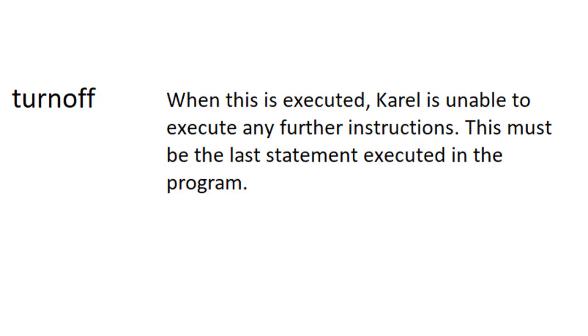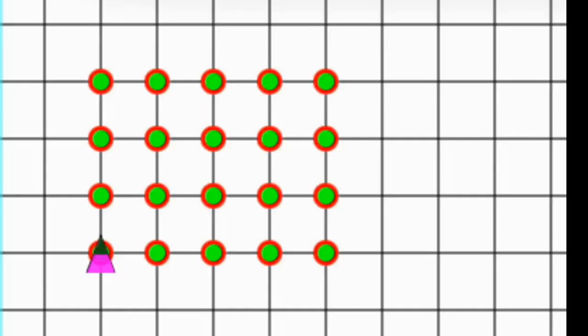The final instruction is turn off. Karel is turned off and incapable of executing any more instructions. The last instruction executed in every robot program must be turn off.